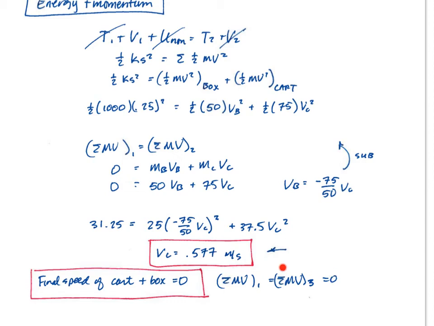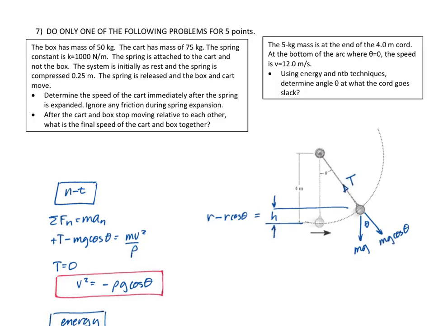The second question was, what's the speed of both of them together after this is all expanded? Well, again, because this was a conservation of momentum problem, beginning momentum is equal to 0. That means the ending momentum is equal to 0. After they stop sliding relative to each other because there's friction, the final speed of each of them is 0. The second choice was a homework problem.